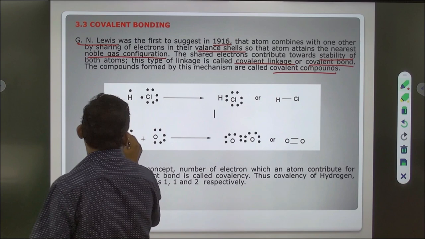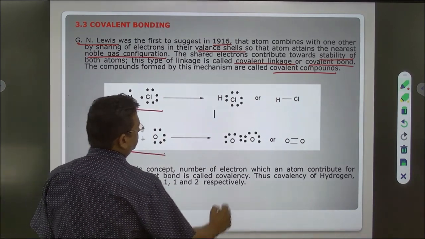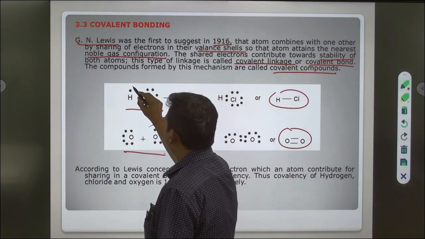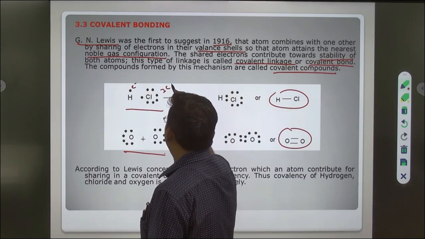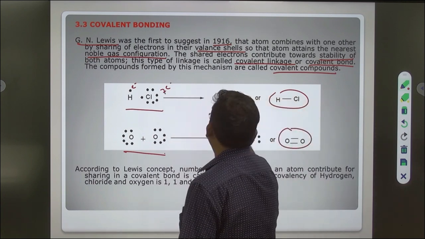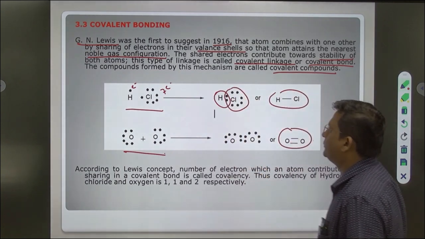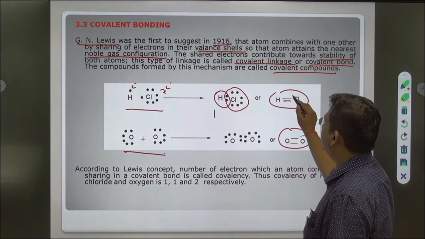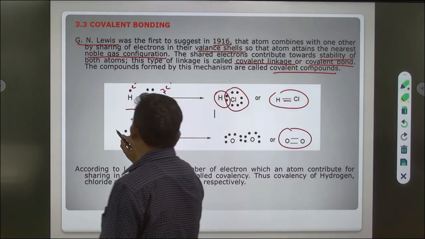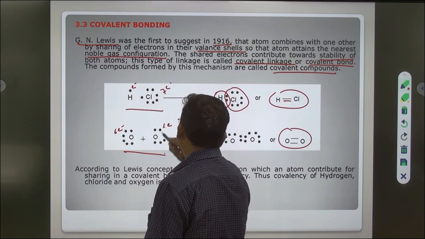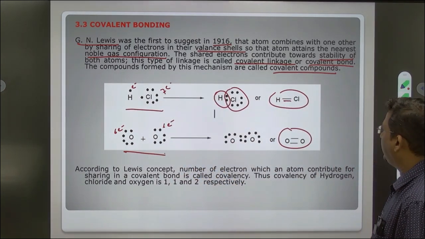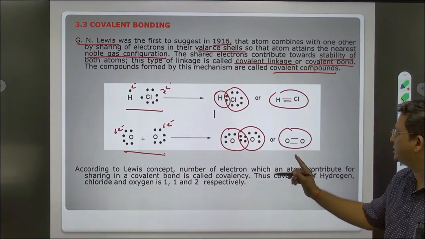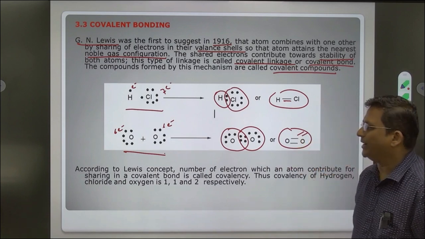For example, HCl and O2. This is the molecule of HCl, this is the molecule of O2. In HCl, hydrogen has one electron and chlorine has 7 electrons, and this forms this type of electron sharing and forms one covalent bond. This is the shared electron bond. And when 6 electrons of one oxygen atom and 6 electrons of the other oxygen atom combine, they form this type of sharing, where 2 electrons of each oxygen atom form 2 covalent bonds.